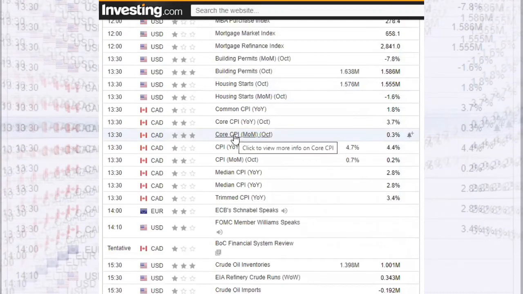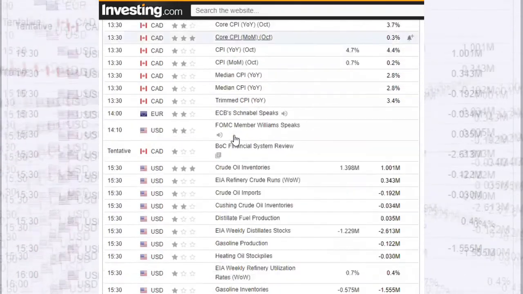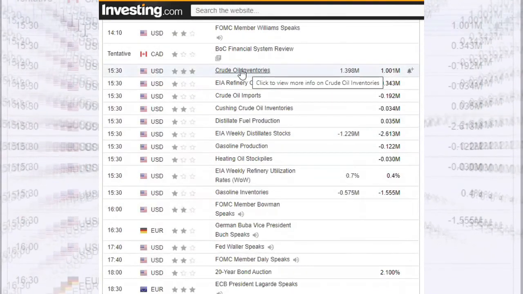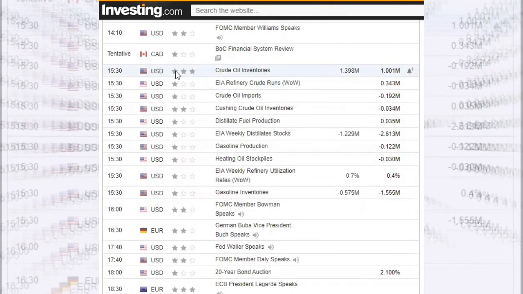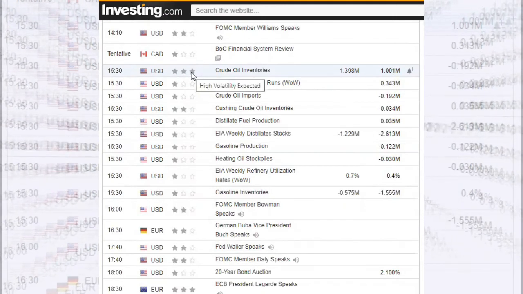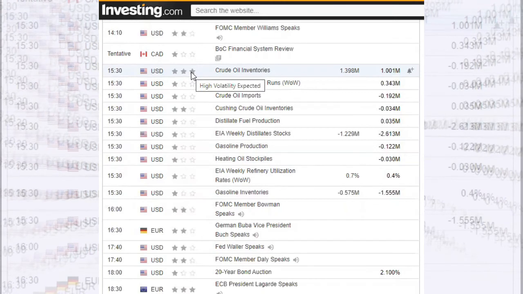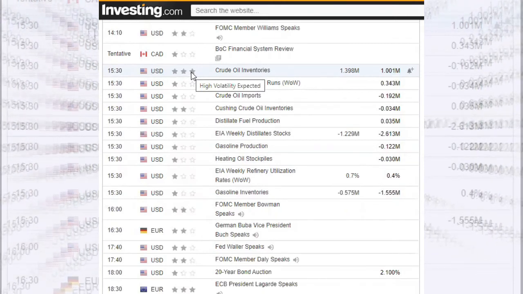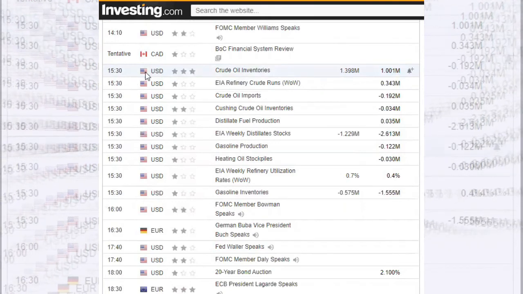Again, some inflation data out of Canada. We've also got crude oil inventories. It says the US dollar, which obviously it does affect. It's a 3-star rating, but it also affects the Canadian dollar because, as I've mentioned many times, guys, the Canadian dollar and oil are closely correlated. That's at 3:30.